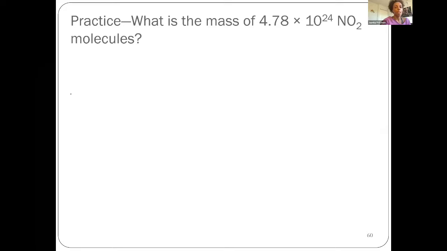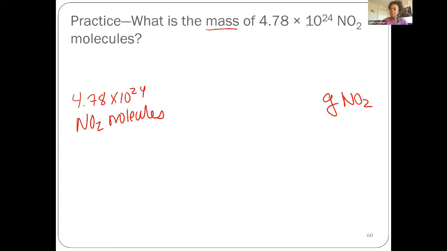And so again, let's ask ourselves, we're starting at 4.78 times 10 to the 24 NO2 molecules. And we want the mass. Mass means grams. So we want grams of NO2. Sometimes they may not explicitly state what you're solving for, but you have to use the words as context clues to figure out what you're solving for. We know that we can't go from molecules to grams in one step. I have to go from molecules to moles, then moles to grams. Again, if you're not in moles, get to moles first.